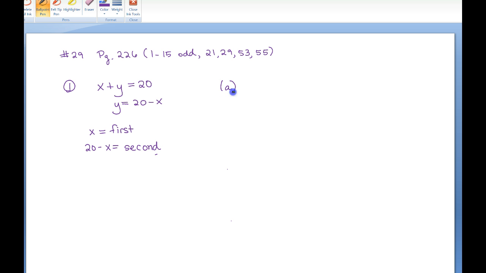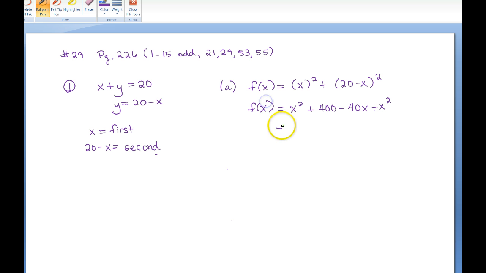Okay, so for part A, it says the sum of their squares is as large as possible. So f of x, we want the sum of their squares. So x squared and 20 minus x squared. And so this gives us x squared plus 400 minus 40x plus x squared. This is just f of x. Let me just clean this up. So we get 2x squared minus 40x plus 400.